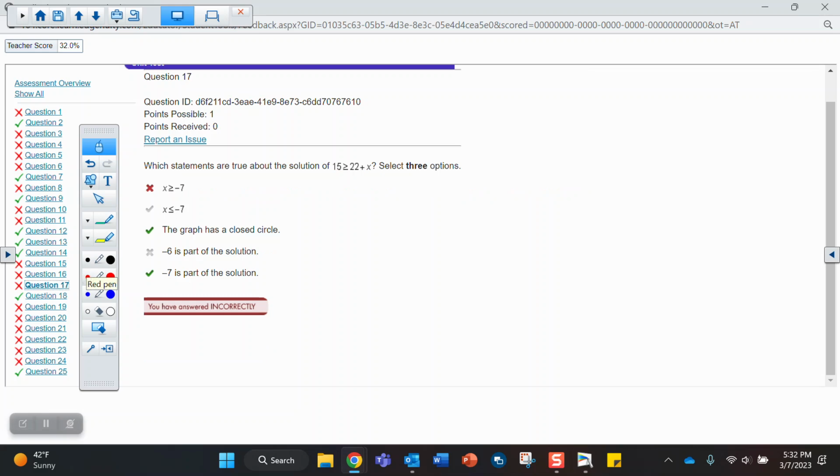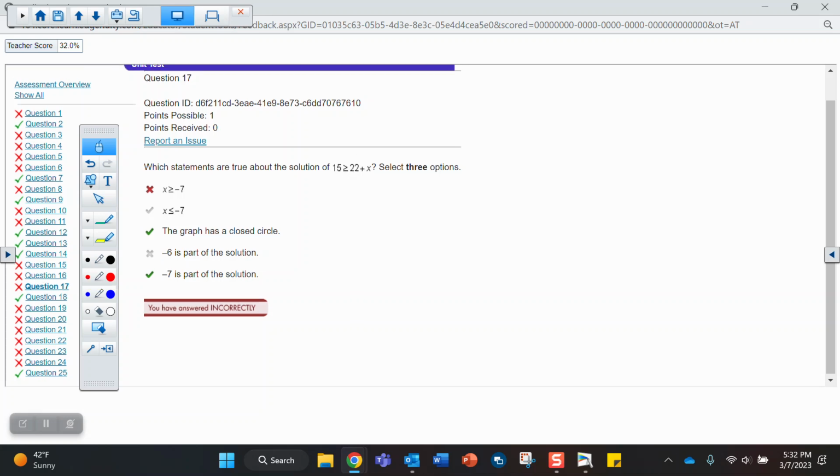Which statements are true about the solution? Select 3 options. So this is one where I would solve this first. We're going to subtract 22 from both sides, trying to get that x by itself. Notice the x is over on the right-hand side. We will fix that in a minute. But 15 minus 22 is -7. So I have -7 is greater than or equal to x. I'm going to rewrite it. X is less than or equal to -7. Remember, when you flip things around, the symbol flips.